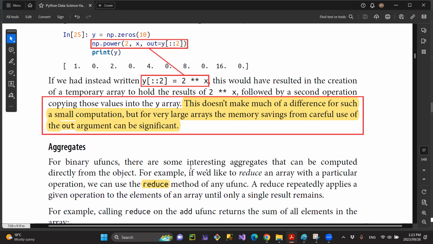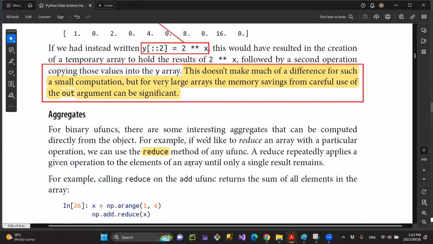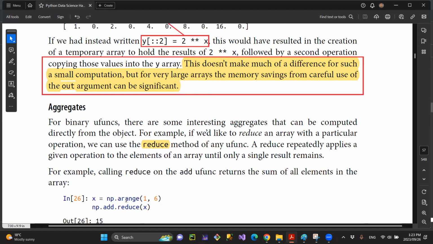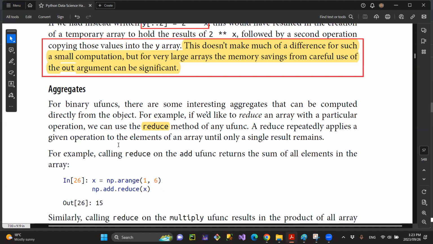Now let's go to the aggregation functions here, which are like the aggregation functions that we have in SQL. Let's have x equal to NumPy arange 1 to 6. What if you said numpy add reduce?